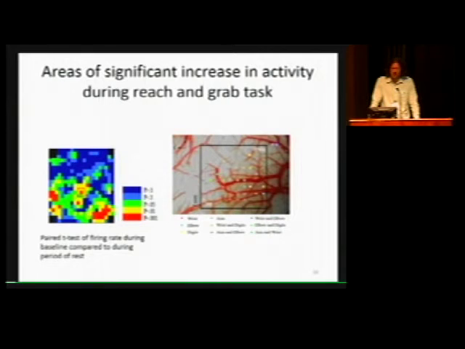And here I'm showing you the significantly activated electrodes during the reach and grab task. So you see that the bottom part of the array, mostly in the M1, was particularly activated during this task. And this is a result of, I think, 8 trials.